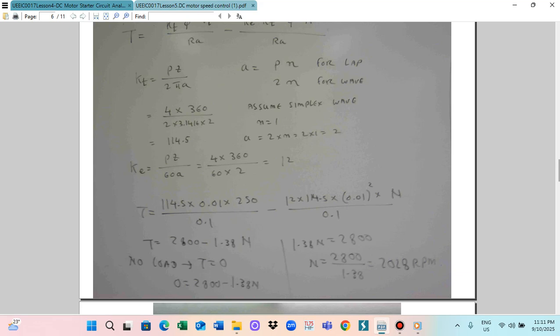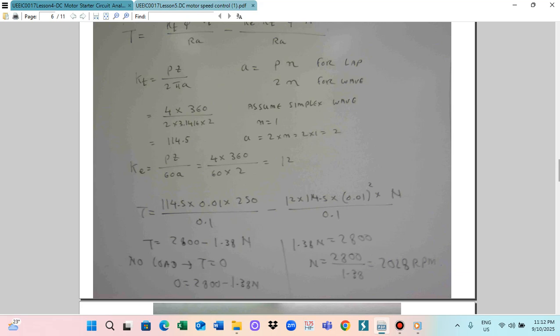So the equation will be, for example, T is equal to KT phi V_d over R_a minus KE KT phi squared over R_a. In this case, this is the gradient. The gradient will be minus KE KT phi squared over R_a. So this is the gradient, and we can calculate it by this equation. These are the torque-speed characteristics for the DC motor.